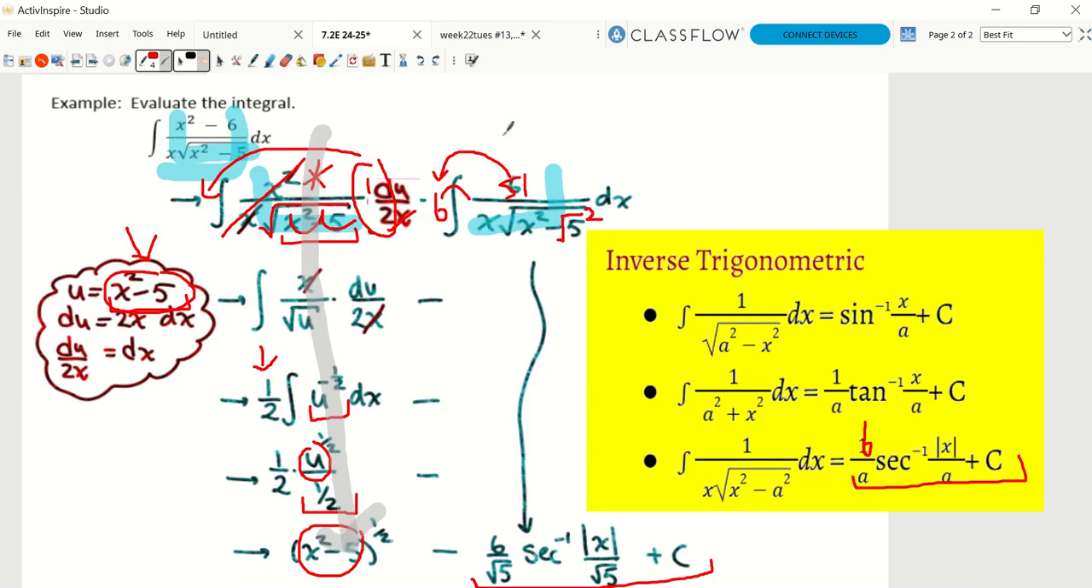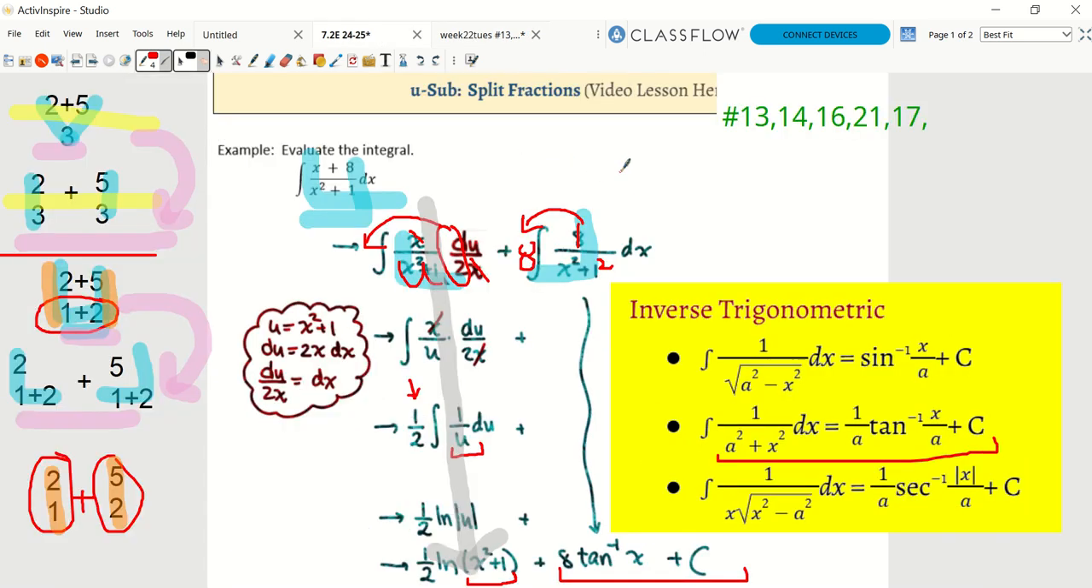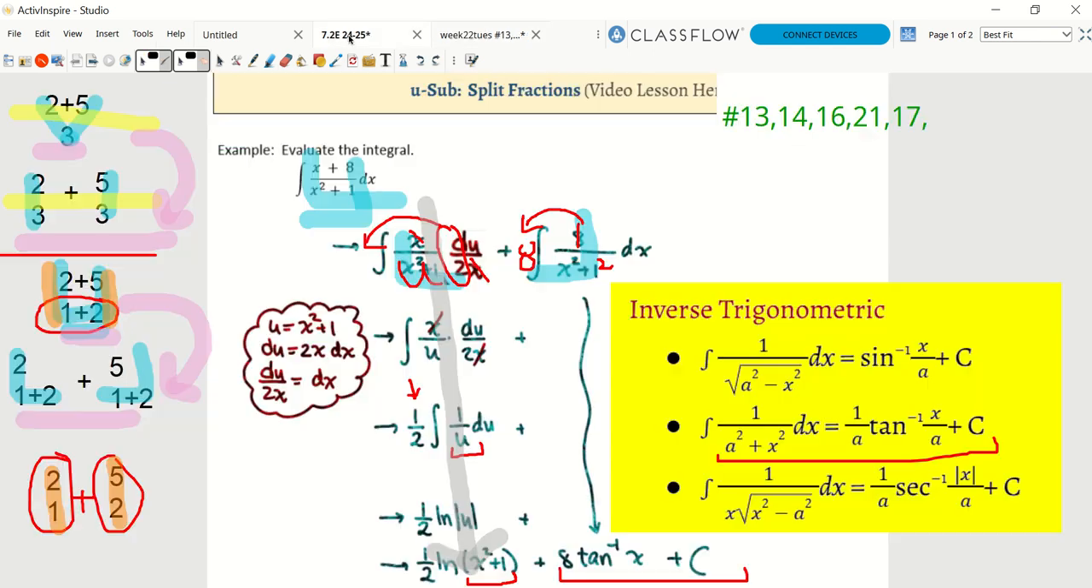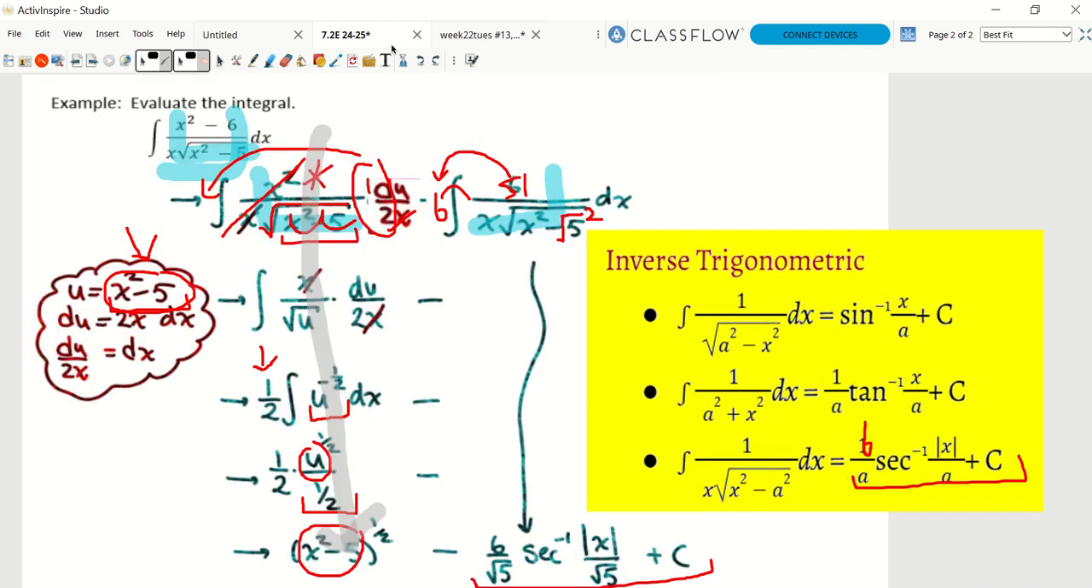All right, folks, here's a video on 13, 14, 16, 17, and 21 from part 4 of U substitution. If you have questions on 18, 19, 20, the answer key is updated.